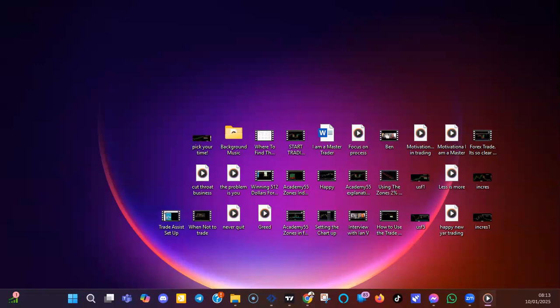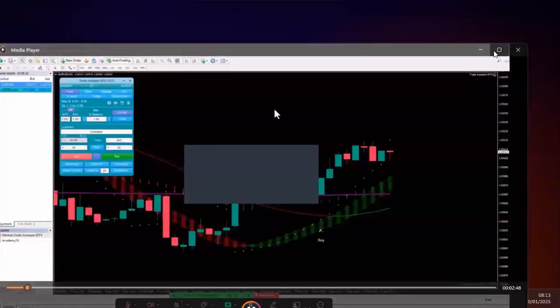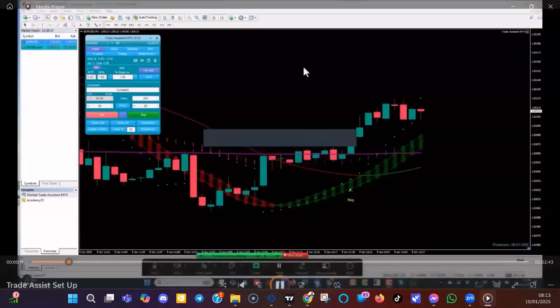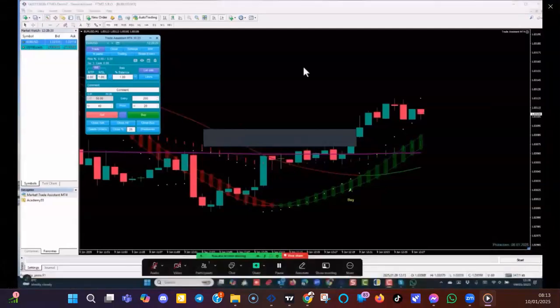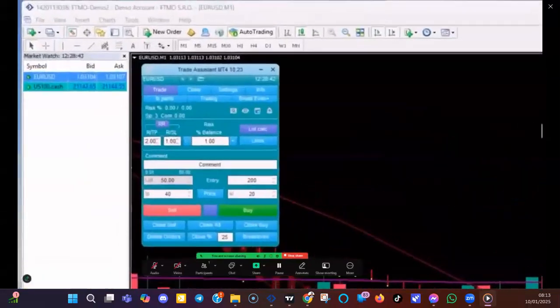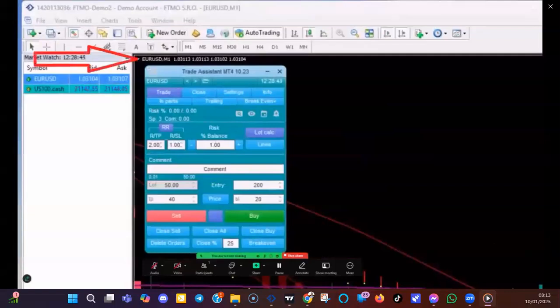Hi, this is Steve, and in this short video I'm going to just show you the settings for the trade assistant to make sure that you've got the minimum 2 pip stop loss on the Euro USD or any currency pair, and how you set it if you're trading a commodity like the US 100, because the settings are slightly different. So here you can see we're on the Euro USD chart.